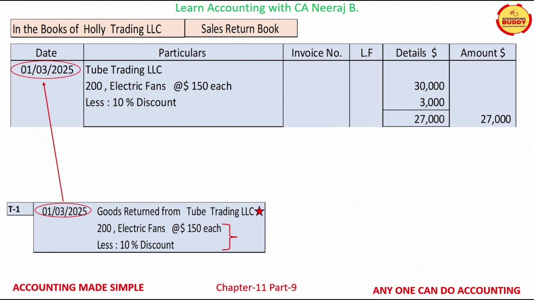In the particulars column, name of the customer Tube Trading LLC along with the complete description of the goods returned is mentioned. The gross value of the goods $30,000 is written in the details column. The amount of applicable trade discount of $3,000 is also written in the details column. Net value of goods returned for $27,000 after deducting the trade discount is written in the details column and is also written in the amounts column.